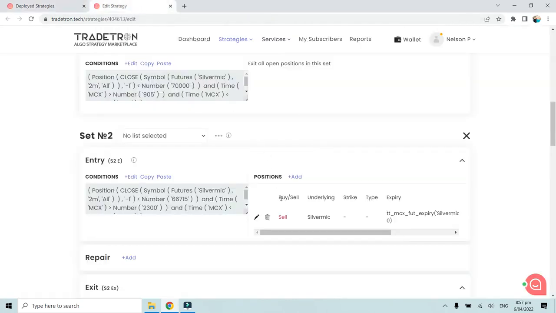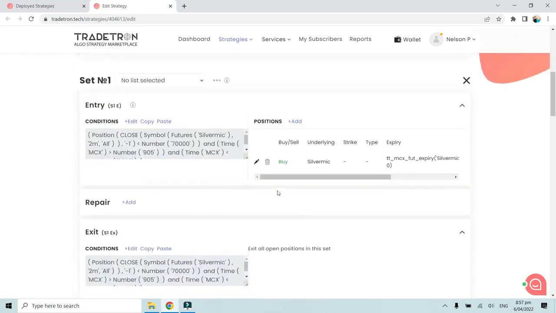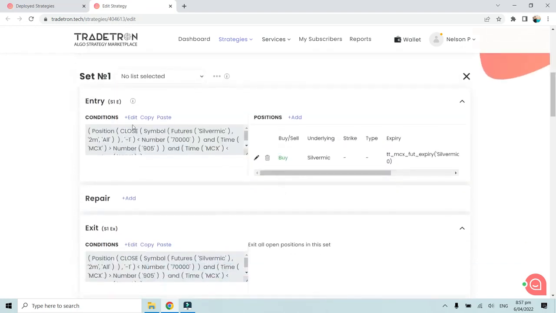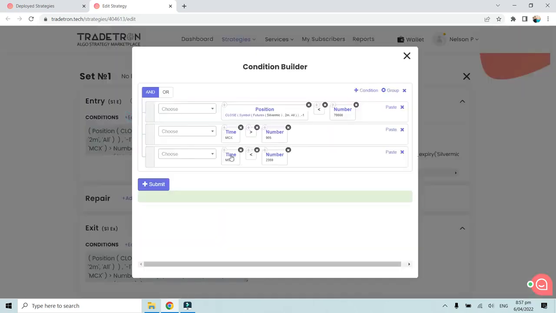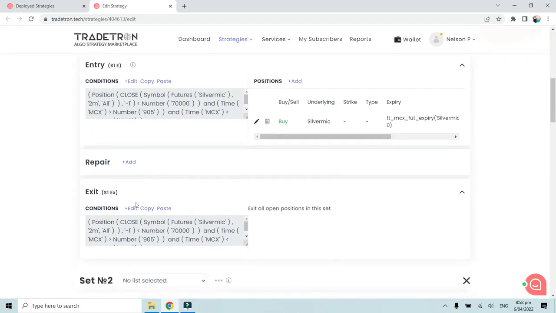we know that the issue is with this particular set, not the other one. Now we will see what the issue is. If I click on edit, my condition is that the close of silver micro on a 2-minute candle, of the previous candle, should be less than 70,000. So this is the entry condition. At the same time, there is a time condition that it should be between 9 and 12 o'clock in the night. Now we will go to the exit condition.